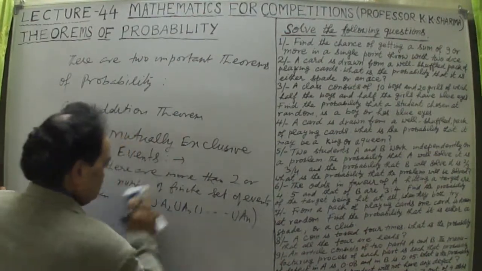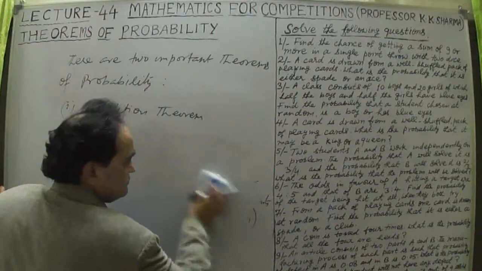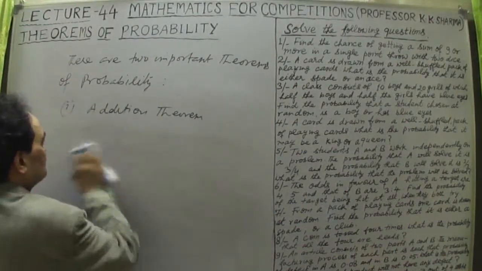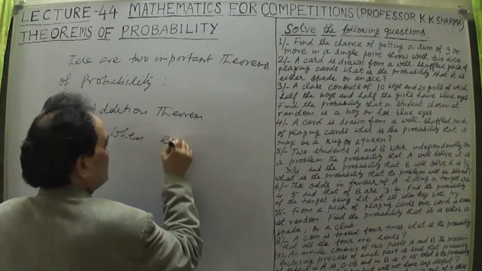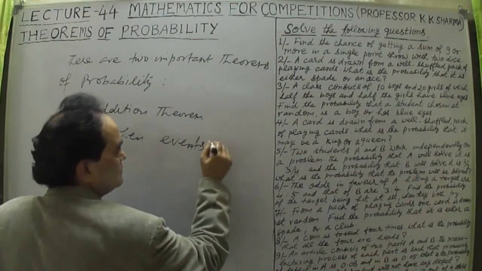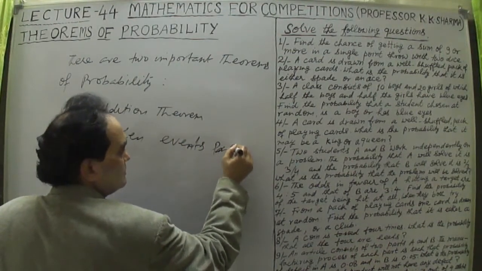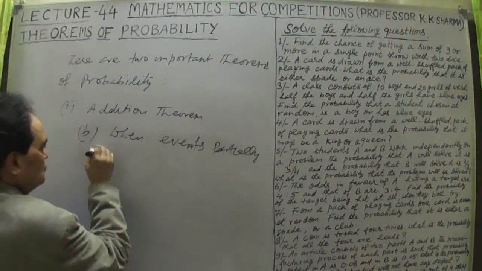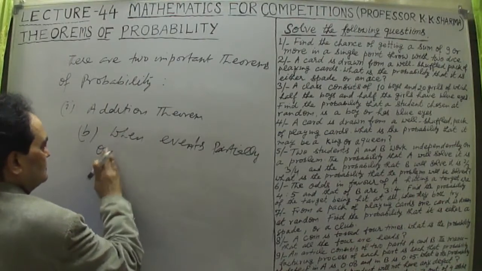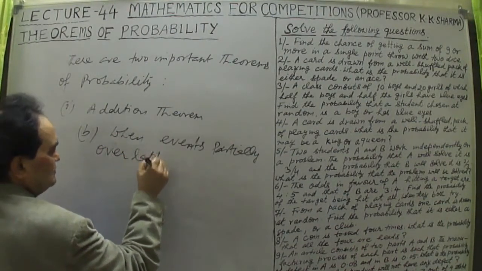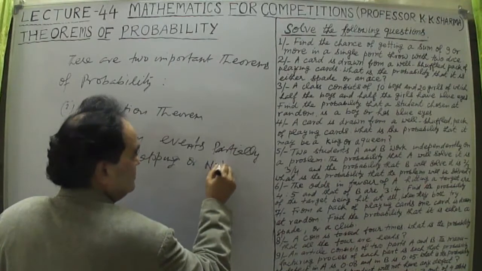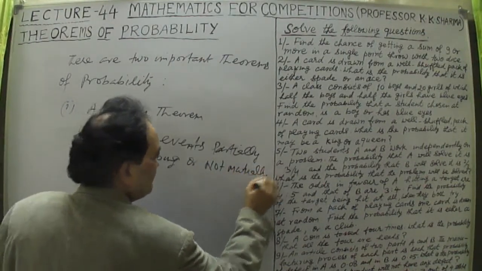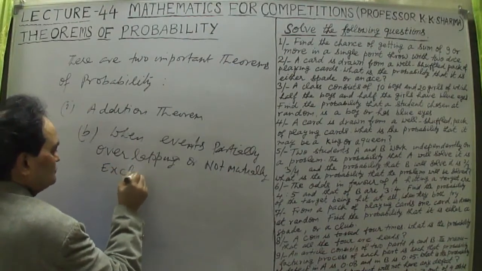Okay, the second kind is for a finite number of events occurring simultaneously that are mutually exclusive. But the second type of this part B is when events are partially overlapping or having something in common. This is partially overlapping, or not mutually exclusive. They are not exclusive events.